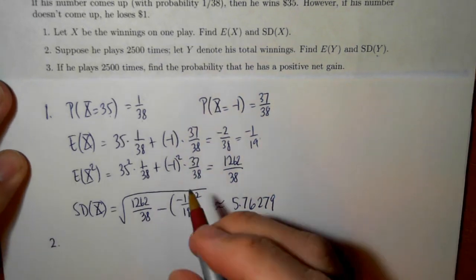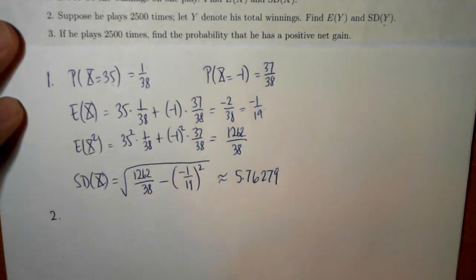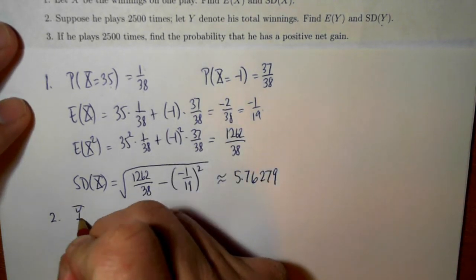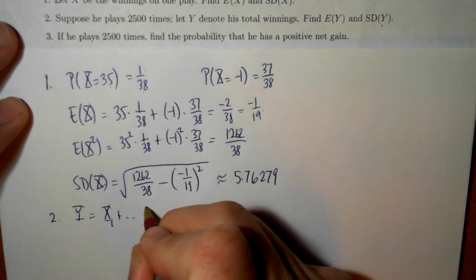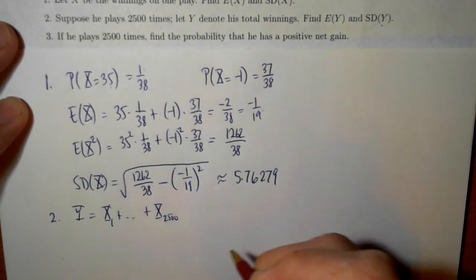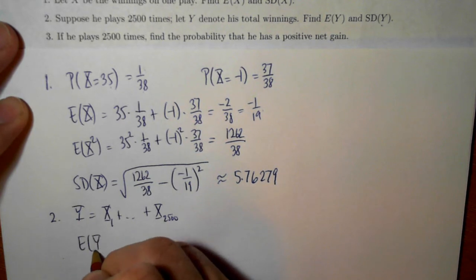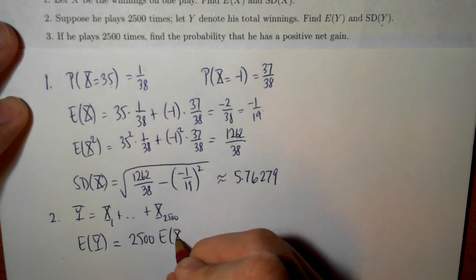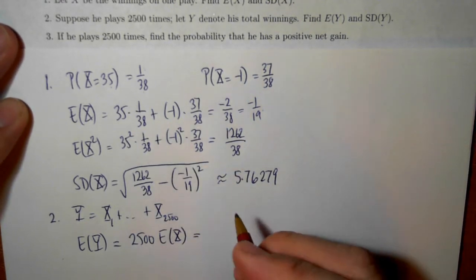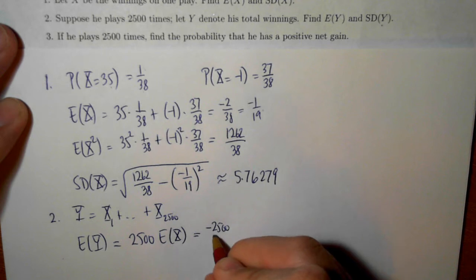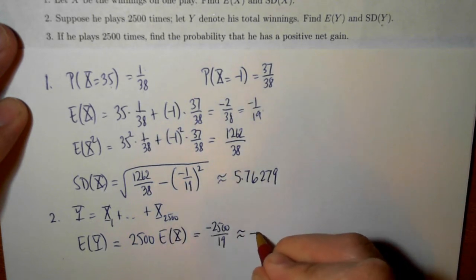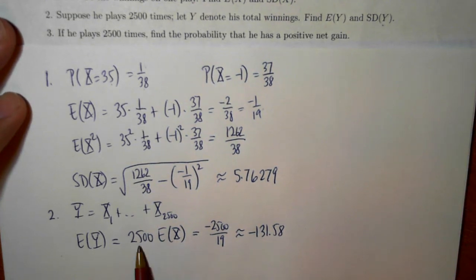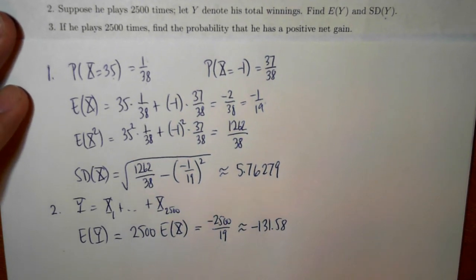And we have a rule that says that if you have the same type of random variable, independent and identically distributed, and add them all up, so y is equal to x1 through x2,500, playing the game 2,500 times, then the expected value of y is equal to 2,500 times the expected value of x. So that works out to be -2,500 over 19, which is about -$131.58. So playing the game 2,500 times, you expect to lose $131.58.